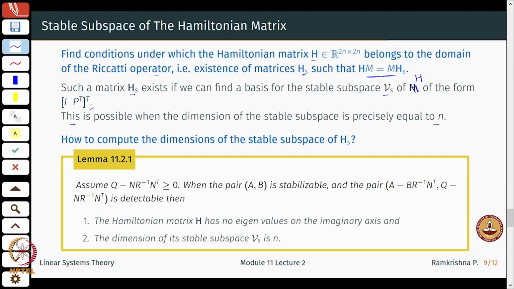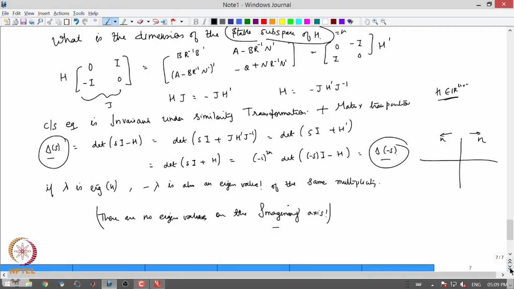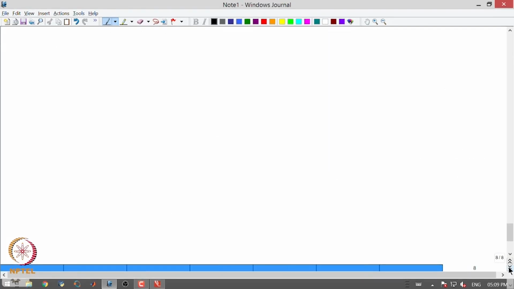So, we assume that Q is greater than 0, moreover, that the pair (A, B) is stabilizable and this pair is detectable. Then the Hamiltonian matrix has no eigenvalues on the imaginary axis, and therefore, it is obvious that the dimension of its stable subspace is n. Okay. So, let us quickly do that. As usual, we prove by contradiction.